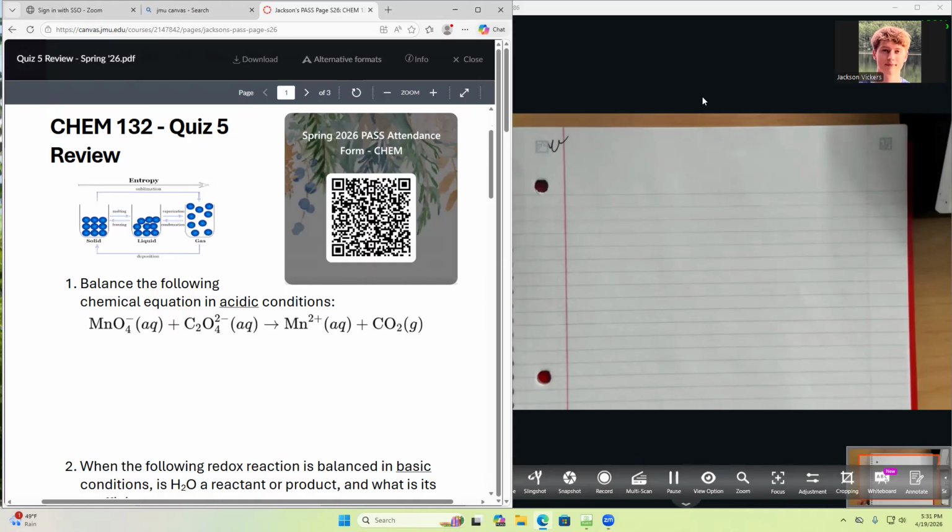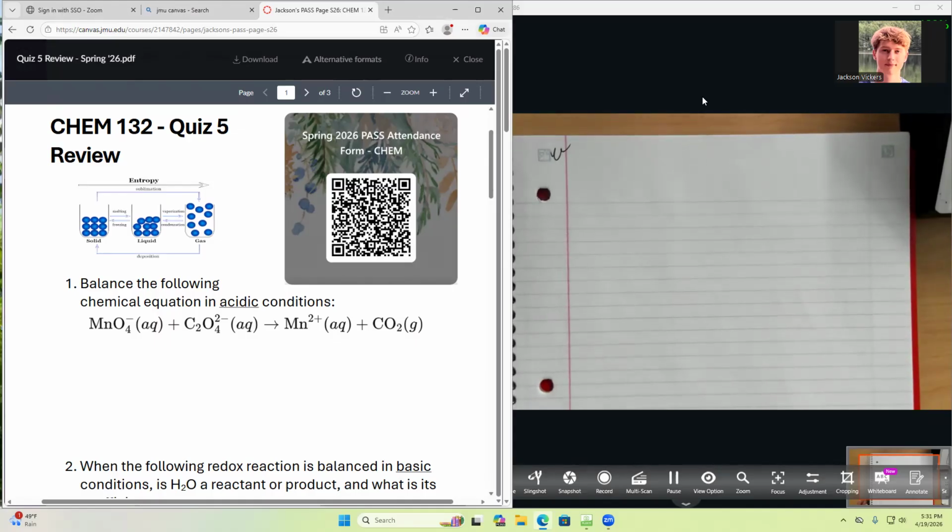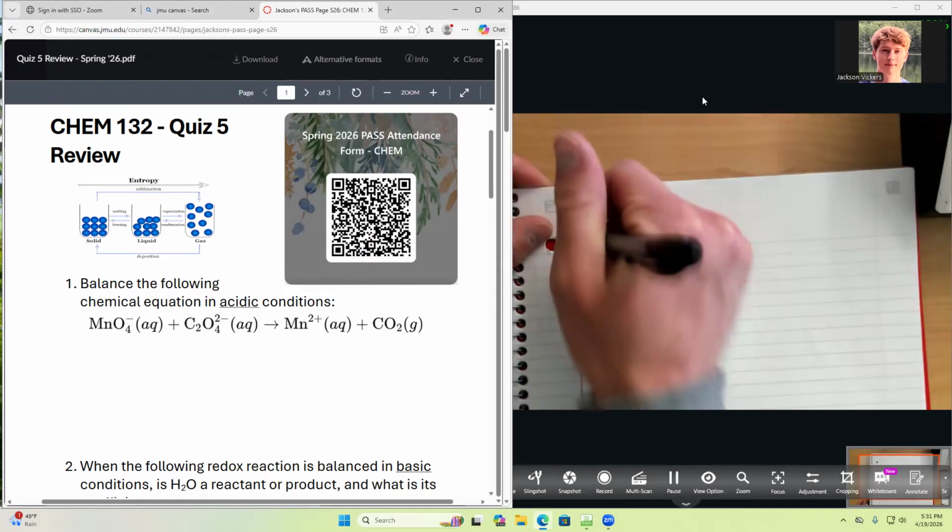Like I said, I love this stuff. This is one of my favorite things we do. So whenever you get a problem like this and it says balance the following equation, we're on the redox unit, so we're going to assume it's a redox. And the first thing you want to do is identify what is being reduced and what is being oxidized. So I'm going to write this out.